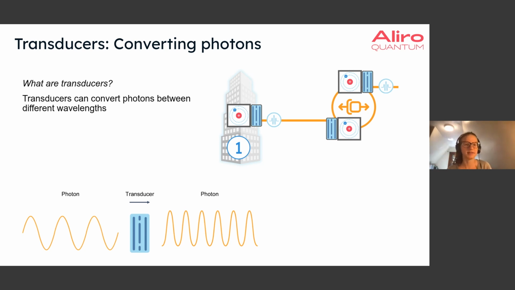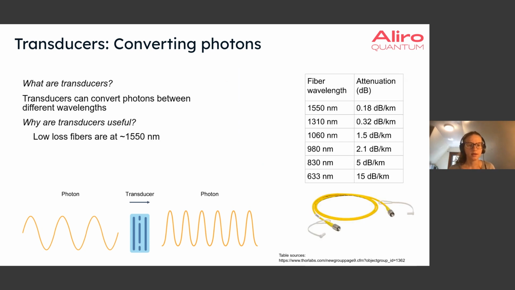But why would we actually need these transducers? Like, wouldn't it be possible to just operate everything at the same energy and not have to convert between energies? Maybe we could pick a photon so that the photon's energy is exactly equal to the energy difference in the atom or in the qubit. Well, it turns out that there is a reason that transducers are useful in many cases, although maybe not necessarily always required.